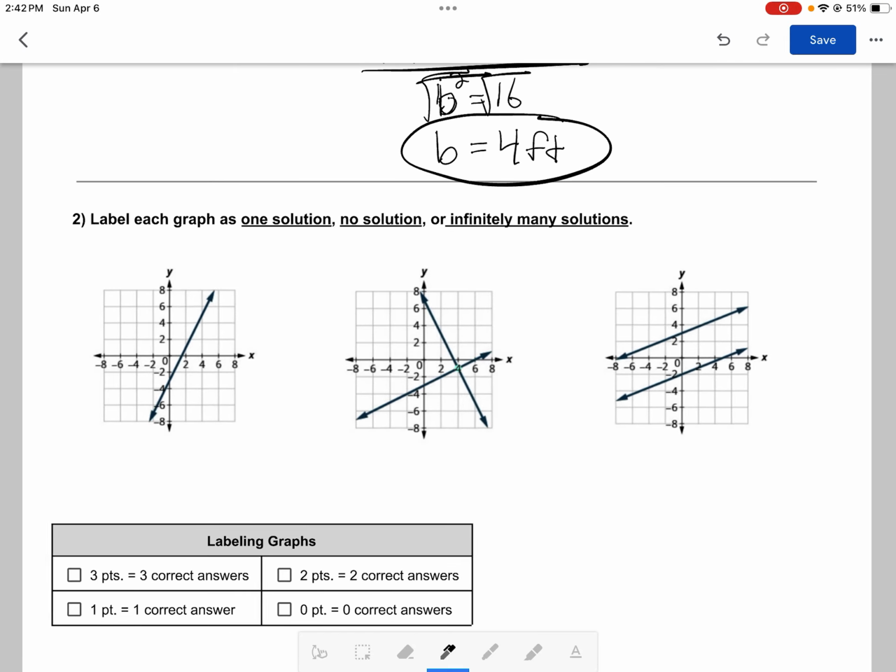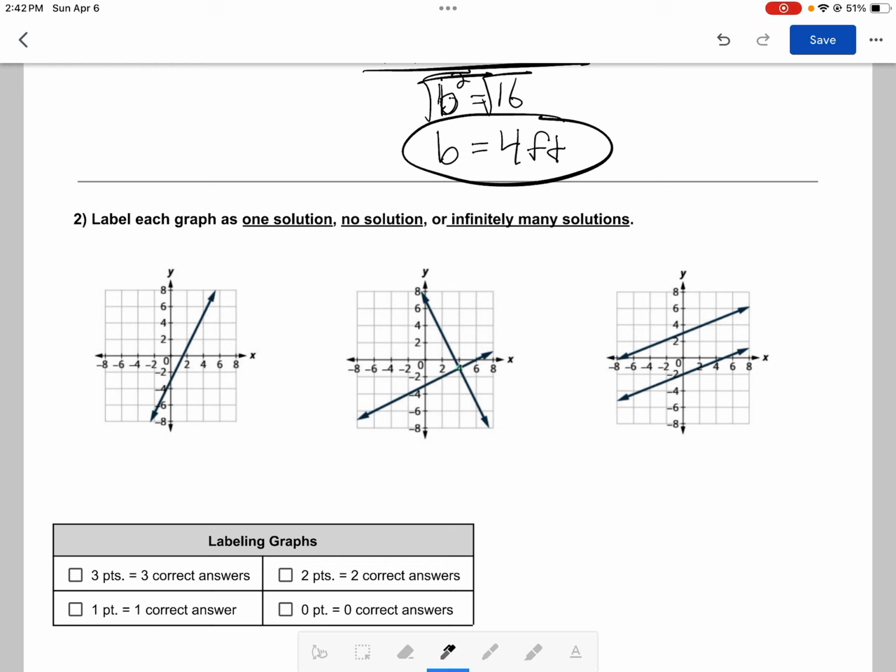Number 2, it says label each graph as one solution, no solution, or infinitely many solutions. Okay, so this first graph here has one line on it, which means it's going to have infinitely many solutions. It's all on one graph. It goes on forever. Infinitely many, I'm going to abbreviate solutions.